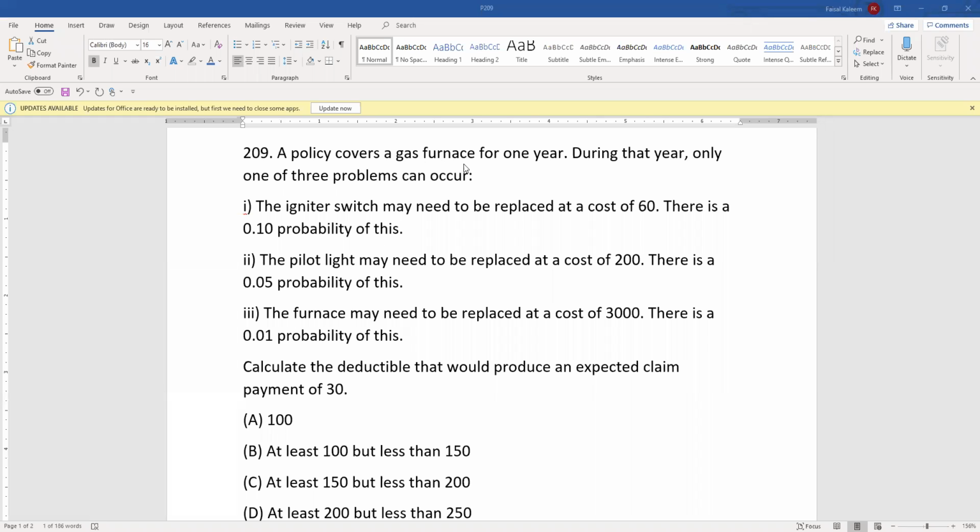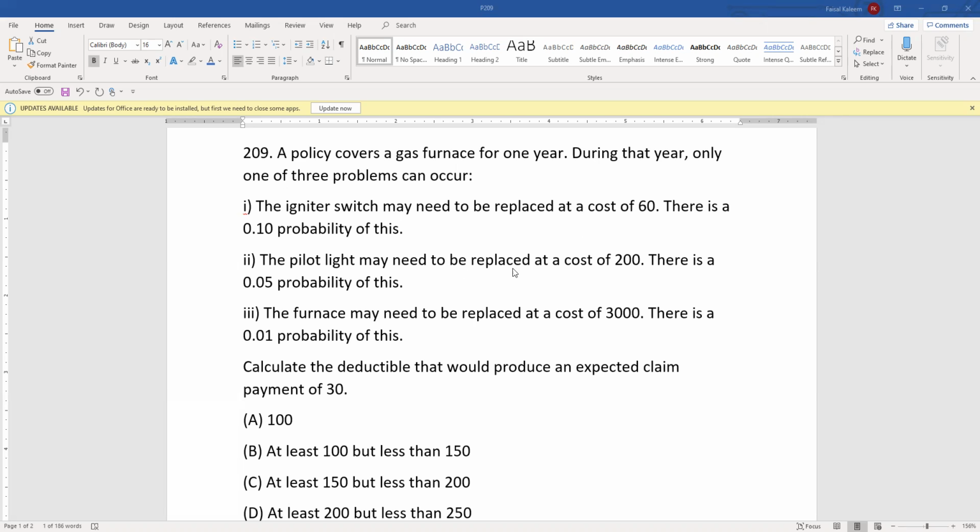A policy covers a gas furnace for a year. During the year, only one of the three problems can occur. The igniter switch may need to be replaced at a cost of 60. There's a 0.1 probability of this.